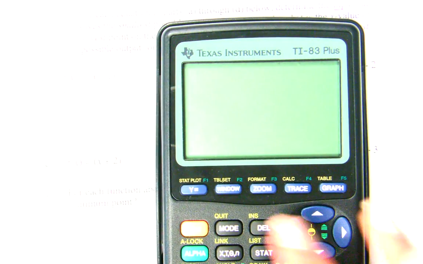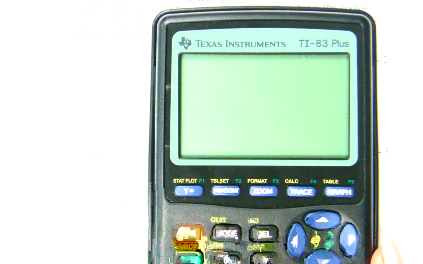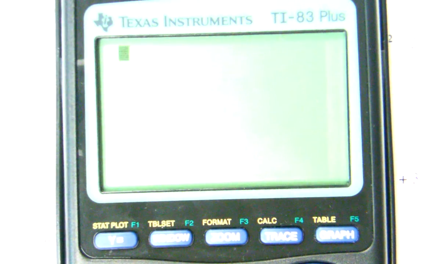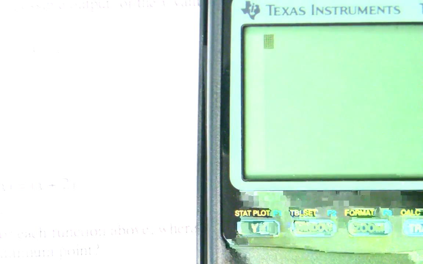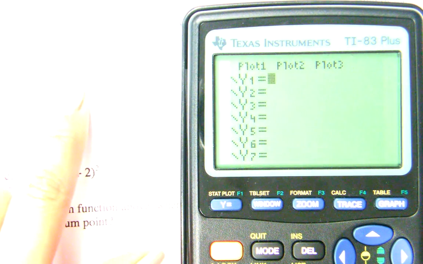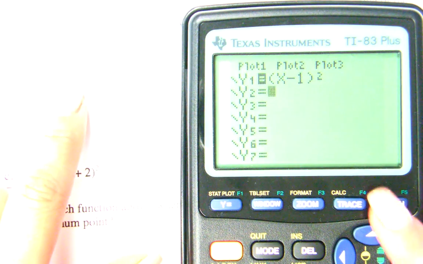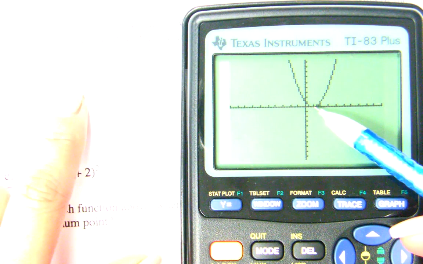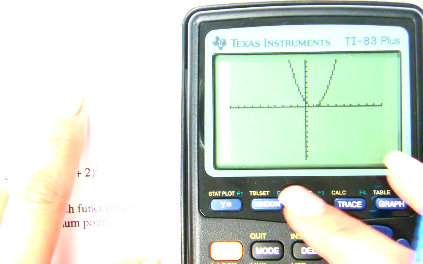So for part A, I don't know what the hint is, so I'm just going to ignore that. On the graphing calculator, turn it on. Y equals, let's clear this. So (x minus 1), close parentheses, square it. We're going to square this, and then graph it. And it comes out to, okay, so there's a vertex, and it's obviously not in the center. So it's definitely not the parent graph, and it's shifted to the right-hand side. But we want to know how far in.